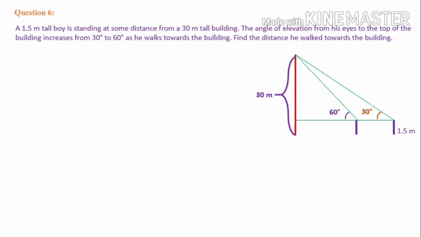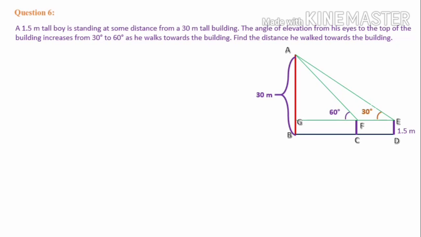And when he is walking towards the building, the angle of elevation changes from 30 to 60 because he needs to raise his head more at this point. So the angle of elevation becomes 30 to 60. Then let's complete this diagram by drawing the parallel line which is below the horizontal, that is ground level. And let's mark the points A, B, C, D, E, F and G.